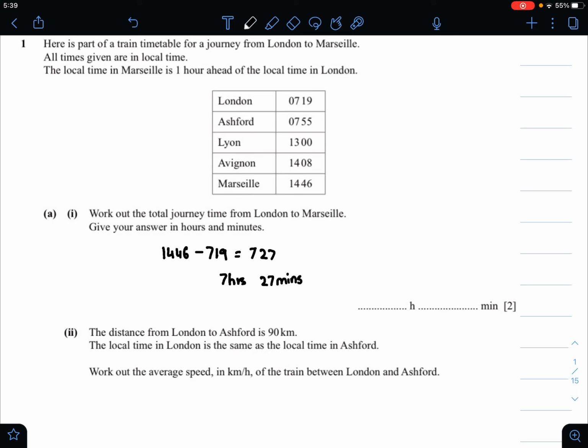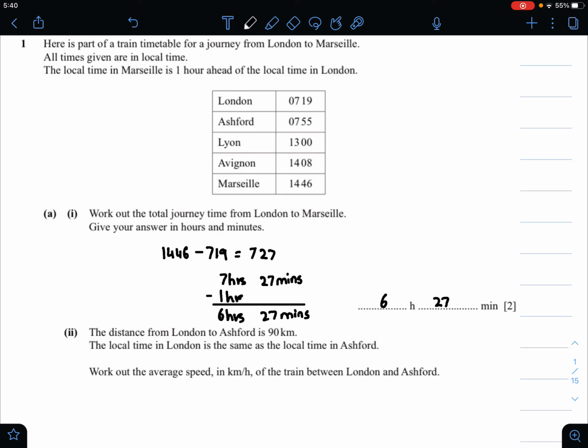But they are telling you that the local time in Marseille is 1 hour ahead of the local time in London. So what you do is from this time you minus 1 hour. So therefore your final answer will be 6 hours and 27 minutes. This is the easiest way to solve such a question when the time is given in 24 hours. So that will be our final answer for part A1.